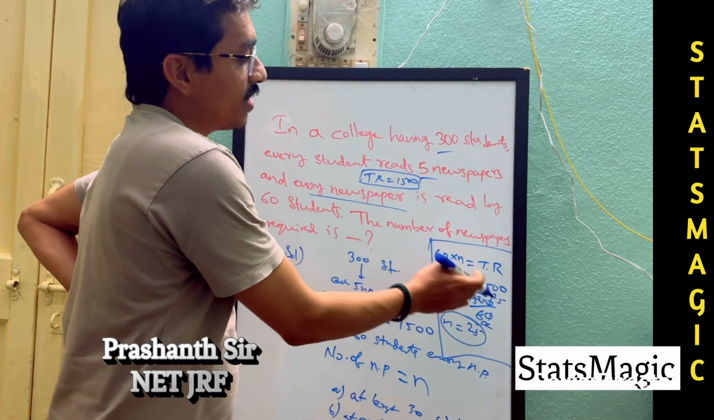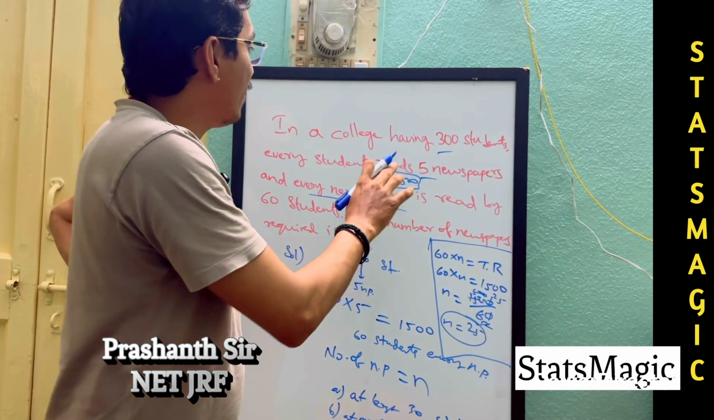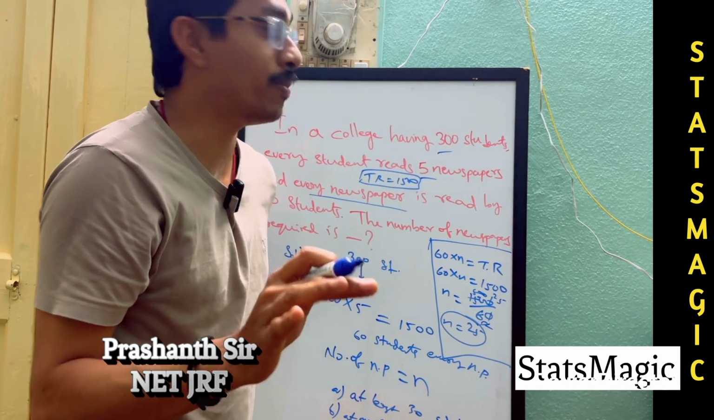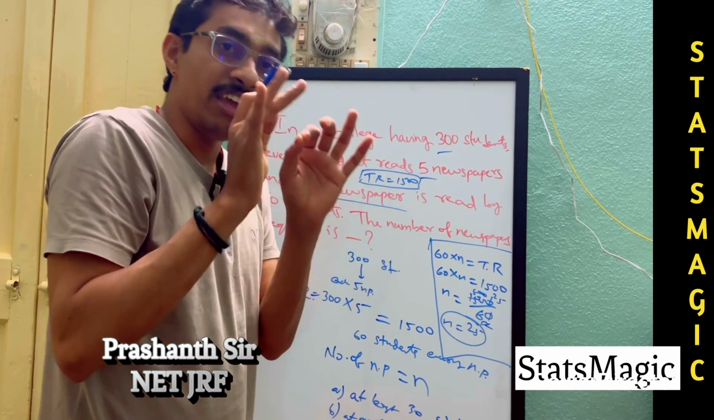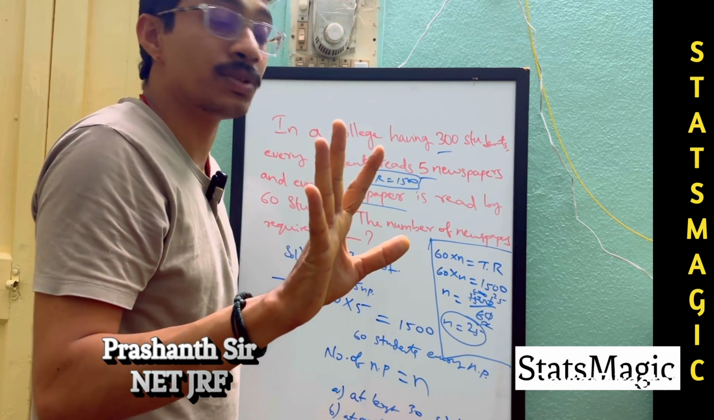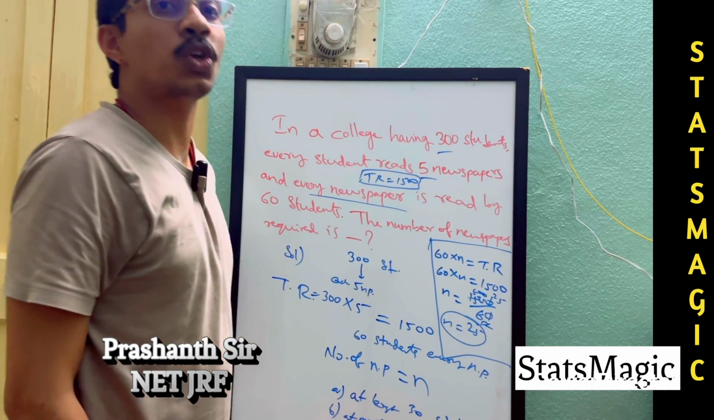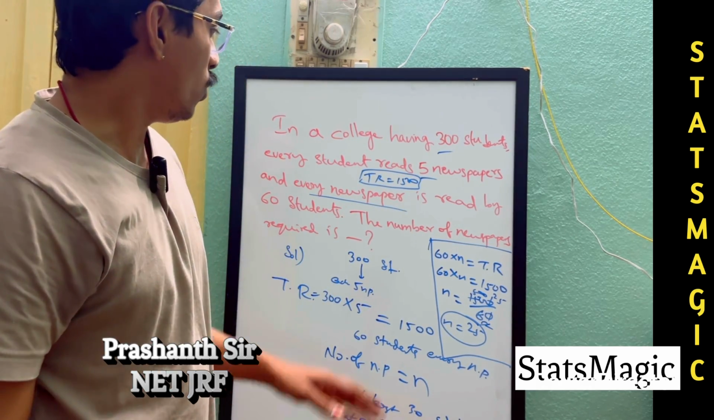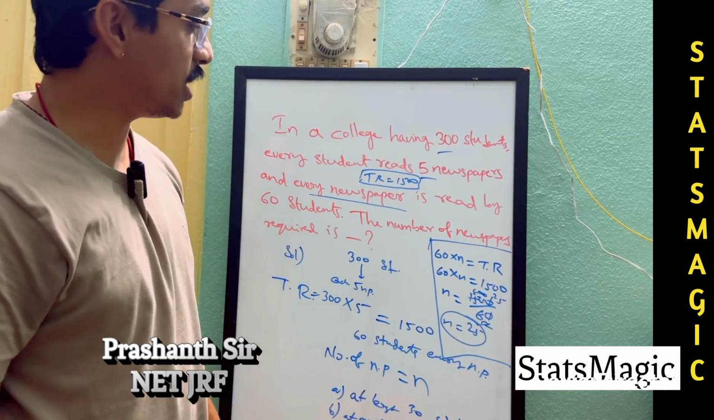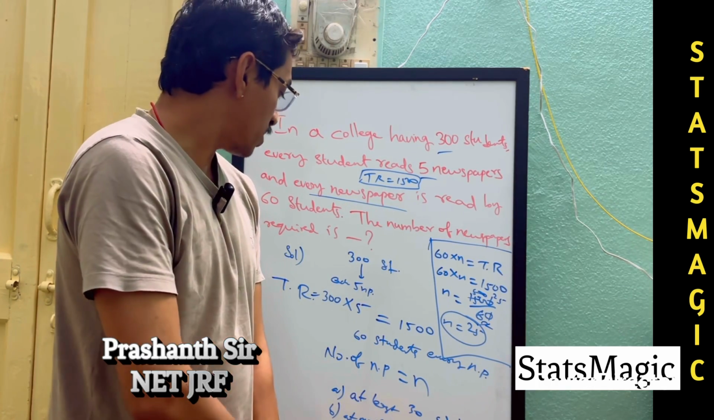So if they give 1500 directly we can take it, but in a tricky way they said, in a college having 300 students, every student reads 5 newspapers. 300 students are there, every student reads 5 newspapers. That means 300 into 5, 1500 is the total readings, right? Now 1500 is what we took as total readings and solved. So 60 into n, like that, 25. In a tricky way they are asking, so you should be able to observe this.